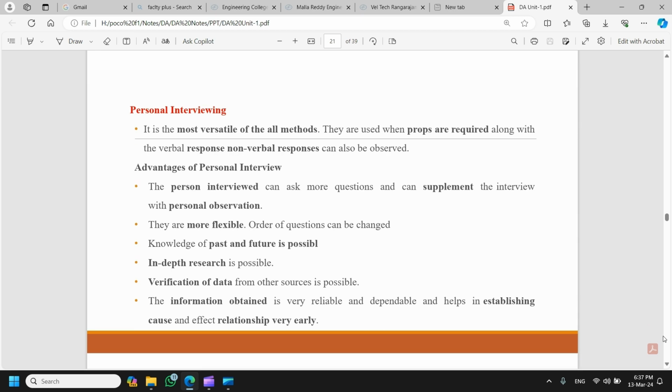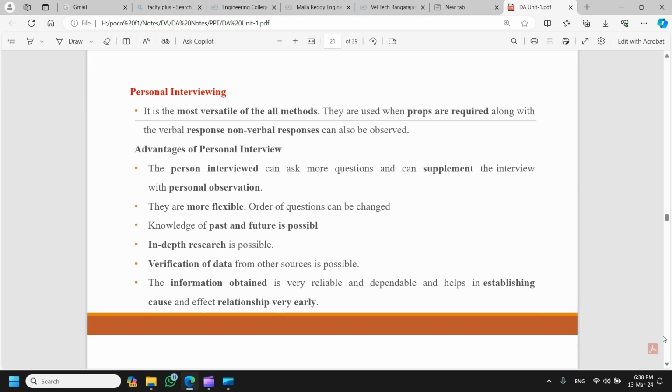The advantage: in a personal interview, the interviewer can easily ask more questions, supplemented by personal observation. It is more flexible, so the questions can be changed, which gives possibilities for the future. In-depth research is possible, and verification of data from other sources is also possible.